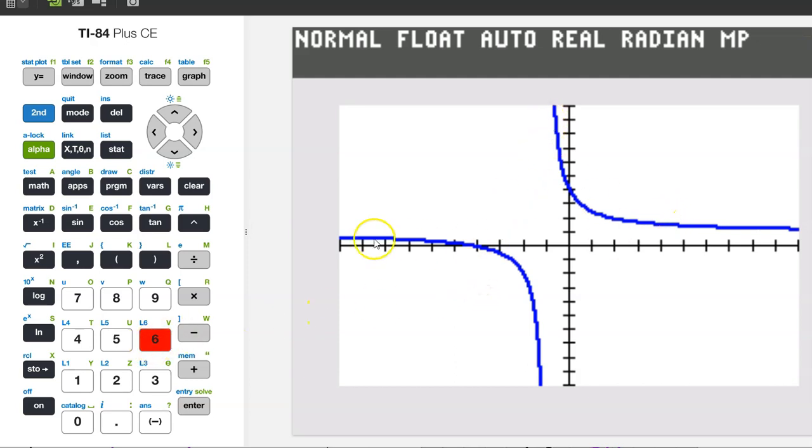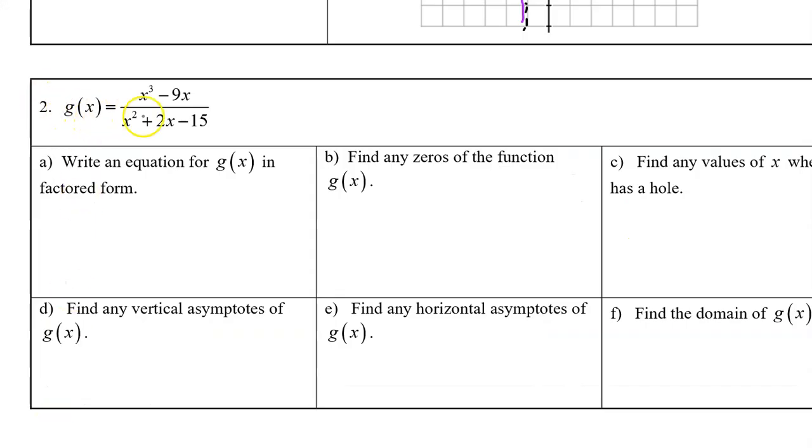Alright, and this is just what we thought. Notice that you can't actually see a hole on a graphing calculator graph. You just have to know that it's there from your analysis. Number 2, g of x.